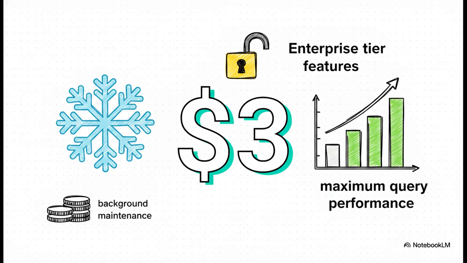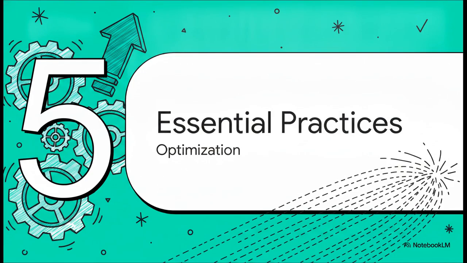If you really want to hit maximum query performance in Snowflake, you generally need their enterprise tier to unlock features like the search optimization service and materialized views. Doing that bumps the cost up to $3 per credit, and on top of that, you incur additional background maintenance costs for those materialized views. It's just a completely different pricing paradigm that you absolutely have to factor in when you're evaluating your real-time analytics stack. Next up, Section 5, Essential Best Practices.